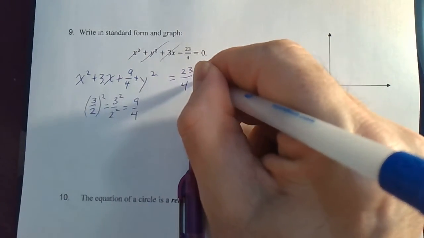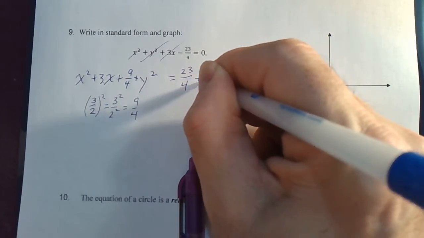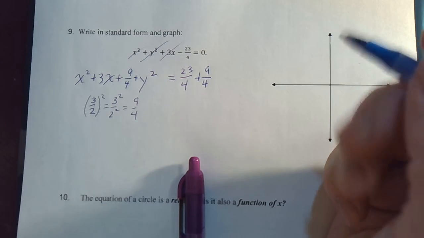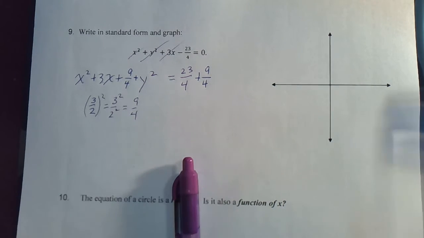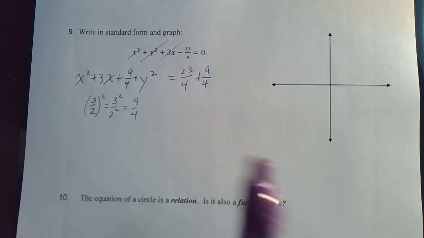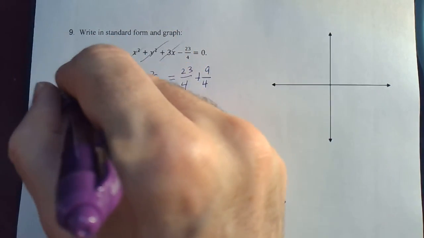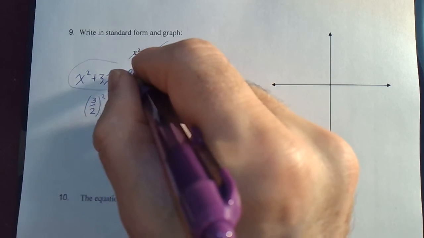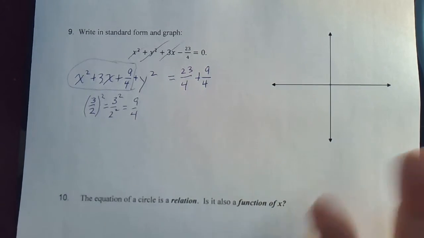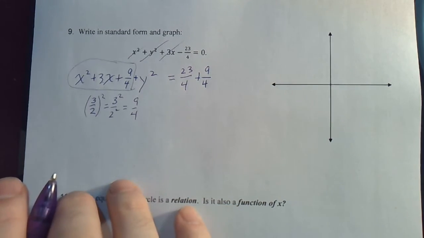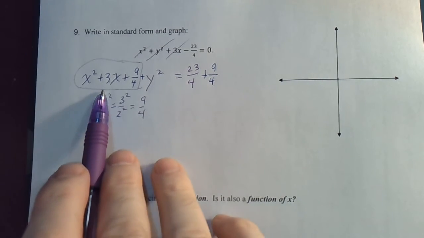Okay, so I need to put plus 9 over 4 on the right-hand side. If you add something to the left, you have to add it to the right as well. All right, so now this part that I'm circling lightly is a perfect square, just like y squared is a perfect square. Let's see what that is.